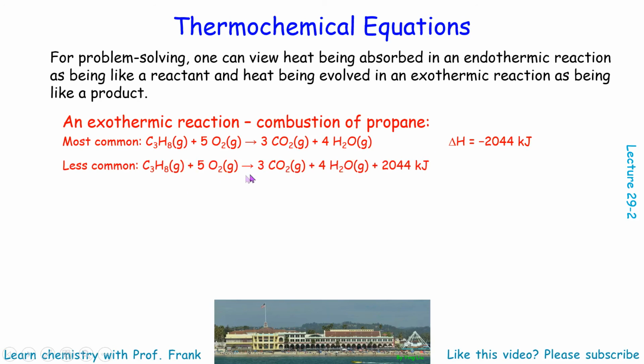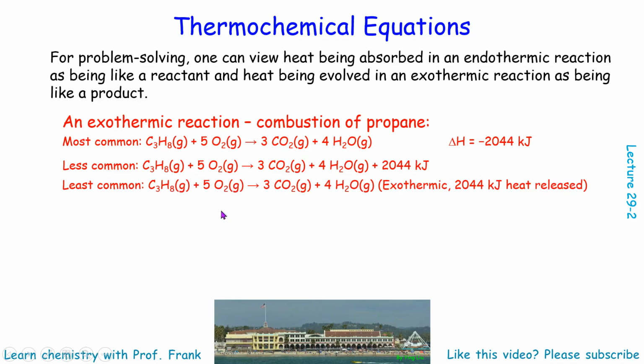A less common way is still the same reaction, but instead of writing delta H equals negative 2044 kilojoules, we just treat heat as a product. And the least common way, they still write the conventional chemical reaction, and then they indicate this is exothermic, 2044 kilojoules released. All of those three ways are fine, but the most common one you should see is the first one.